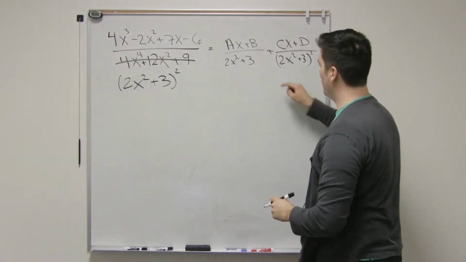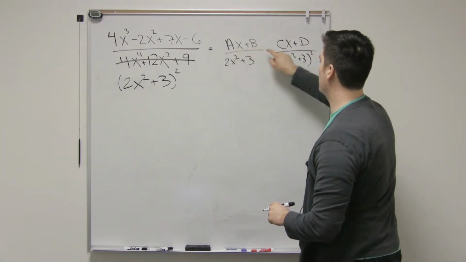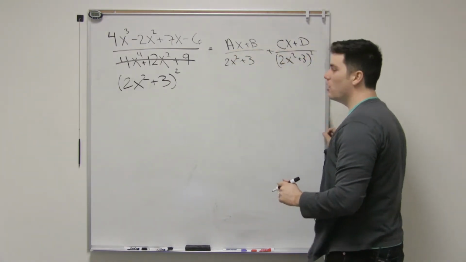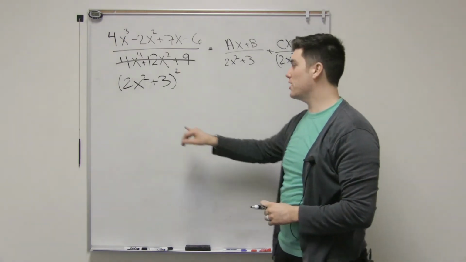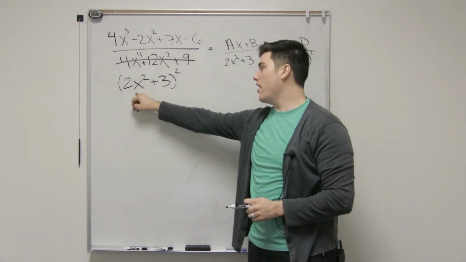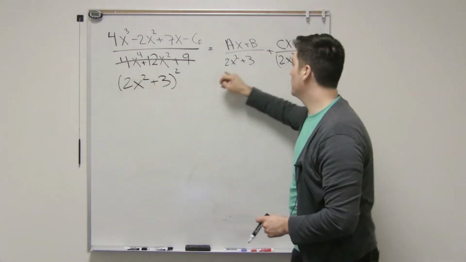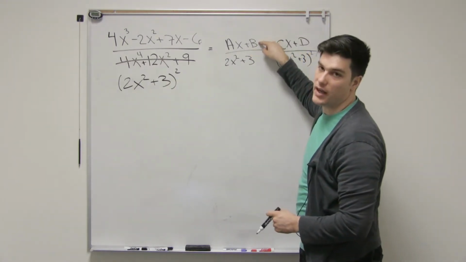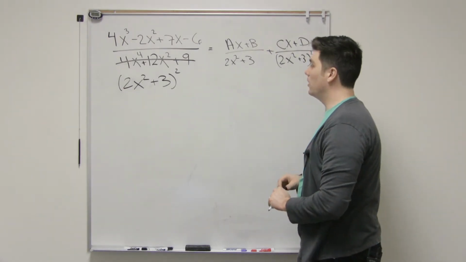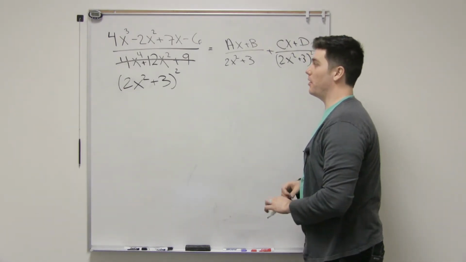And I guess I failed to justify why we did ax plus b and cx plus d. We do that because one of the rules said that if our factor is nonlinear, then the numerator on the other side will be 1 degree less. And it'll all work out in the end, I promise.